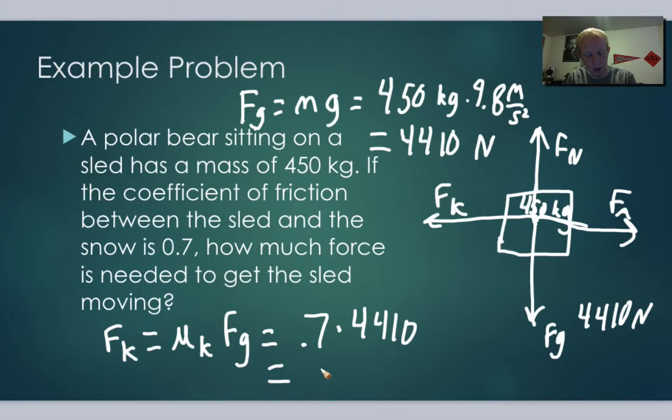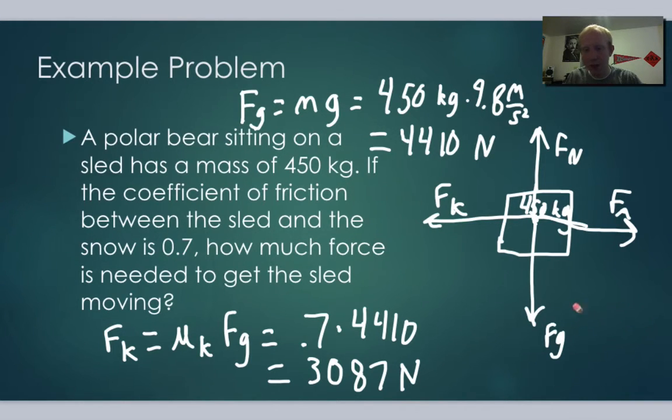Times 0.7. And we get that the friction force is 3,087 newtons. Okay? So let me redraw this because it's a little cluttered right now. Let's get rid of that for a second.